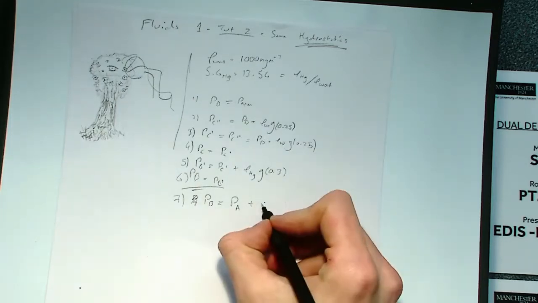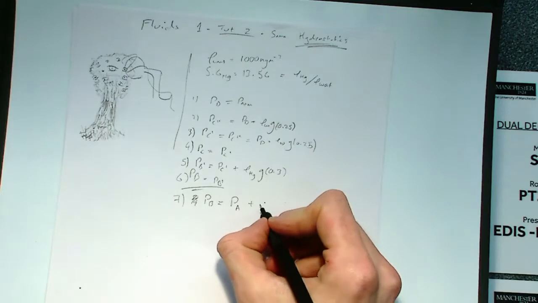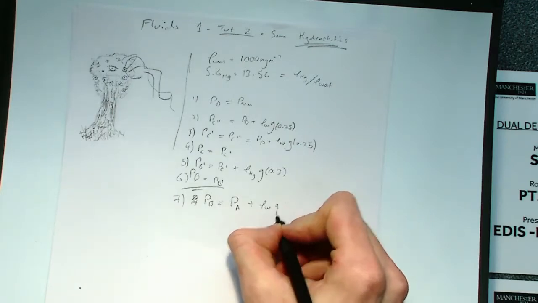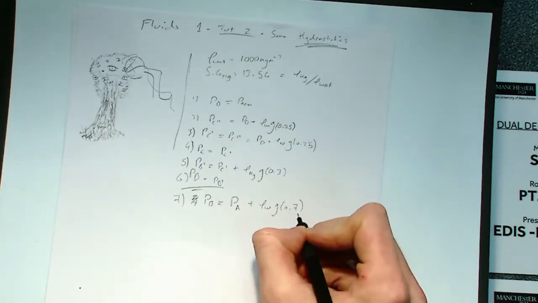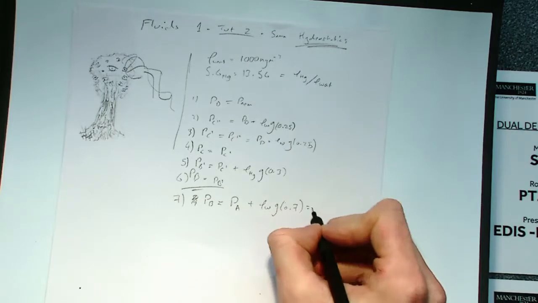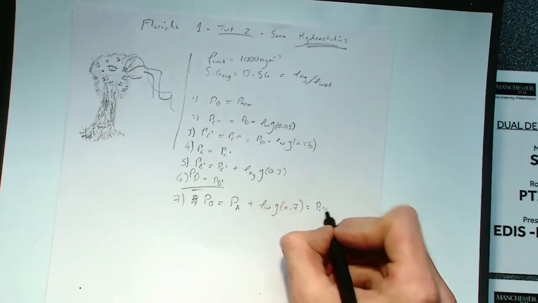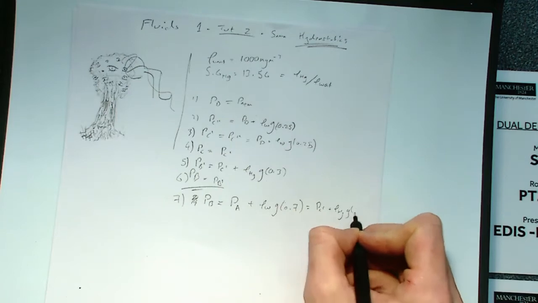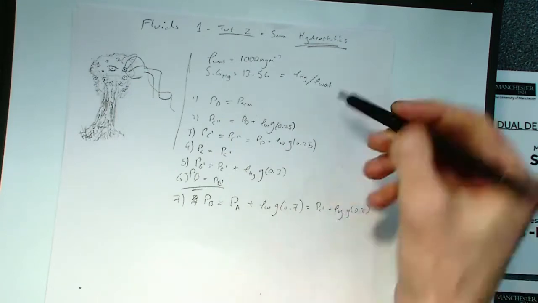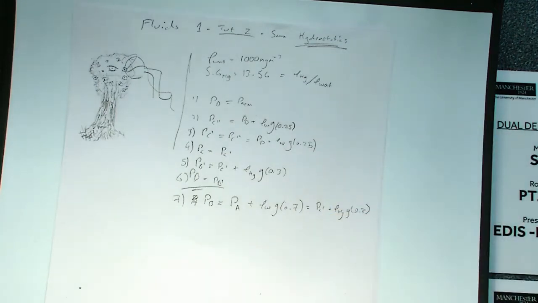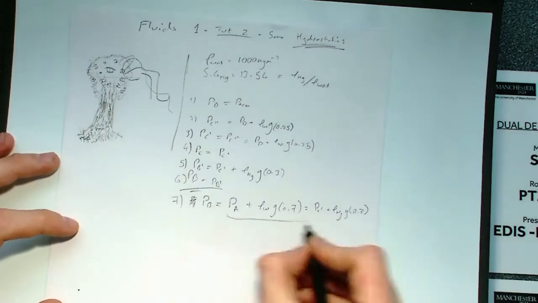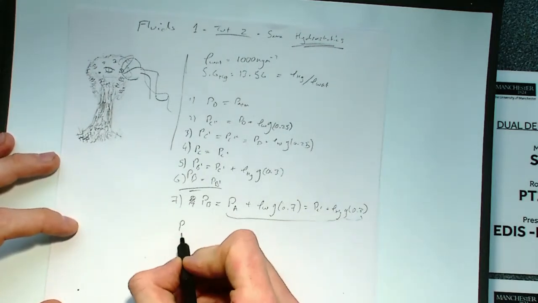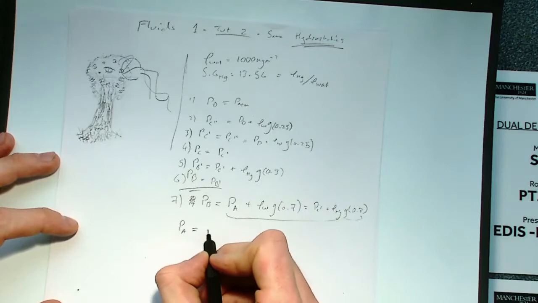So I'm going to write PB is equal to rho of water, g, and then 0.7. And then remember that that's equal to this up here, which is PC dash plus rho Hg, g, 0.3, right? So that's what I was talking about with that balance. So then all we need to do from this is rearrange this part of the equation to get the pressure A, right?